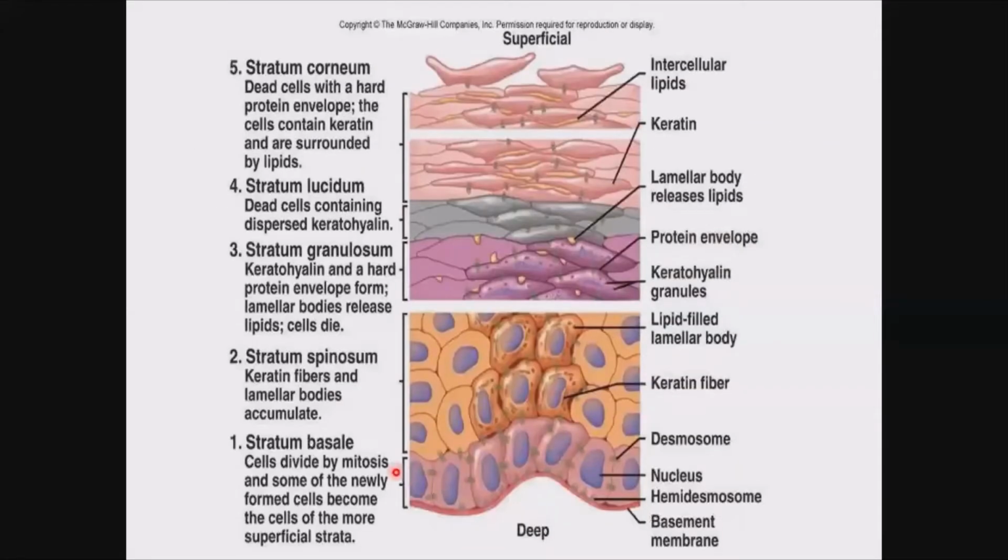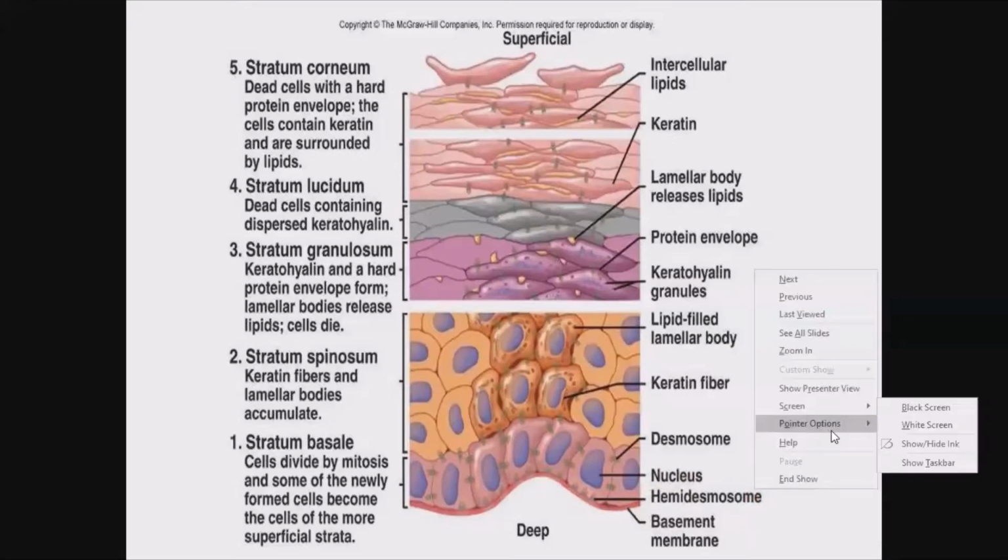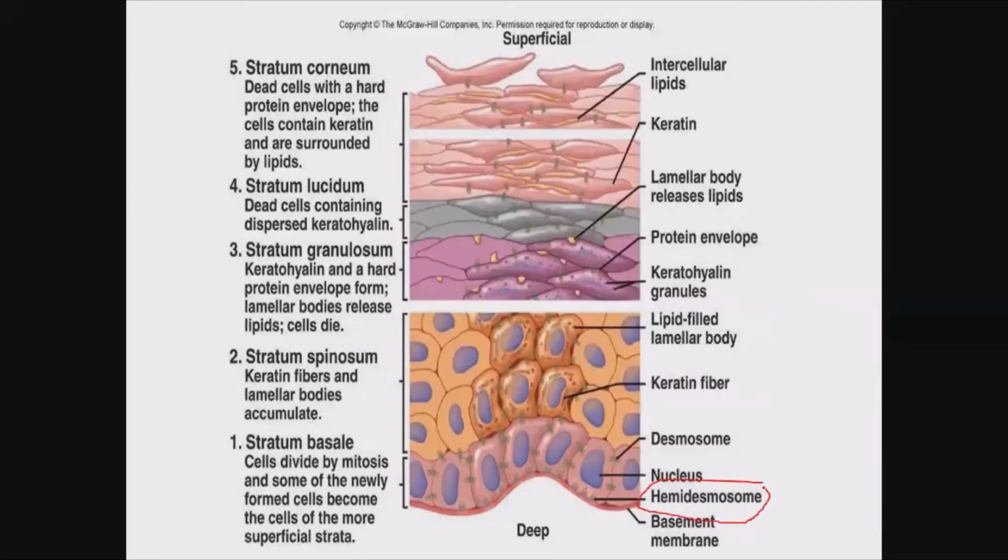You can see here, this is the layer where the cells are attached to each other. Their junctional complexes here are the desmosomes. With the other keratinocytes also, desmosomes are there. And at the basal lamina, they are connected by hemidesmosomes. We can see here, this is hemidesmosome and these are desmosomes.